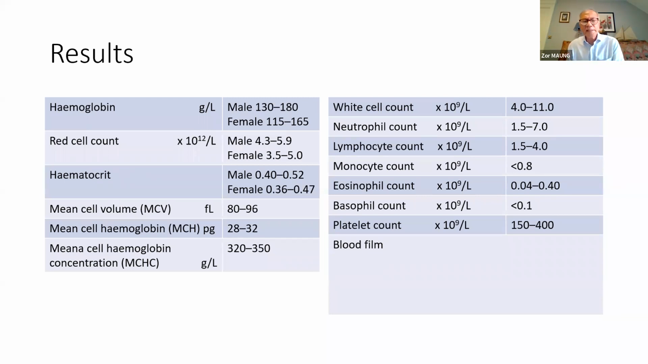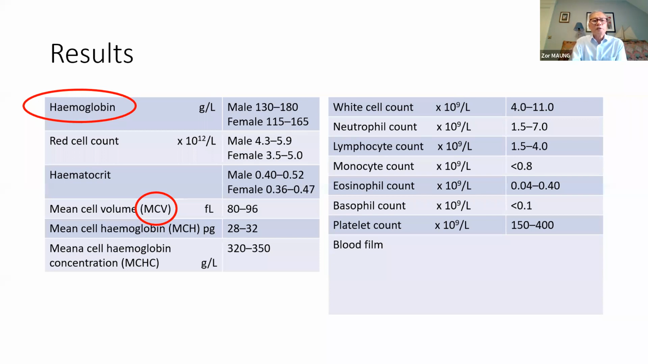So there are 4 parameters to focus on. Hemoglobin, okay. Hemoglobin tells whether the patient has anemia. Now MCV, mean cell volume, will tell you, if the patient has anemia, what type of anemia.